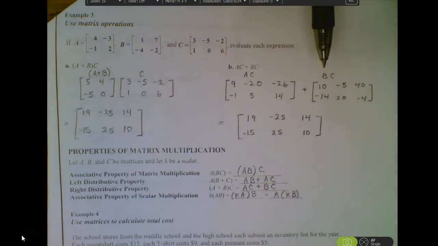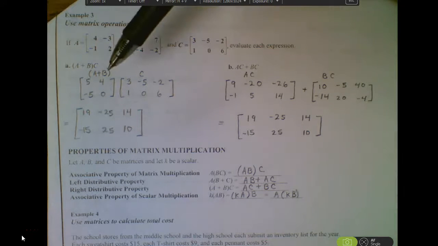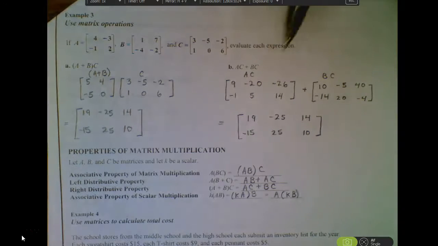So which version would you rather do? Right? It would be easier to multiply once instead of twice. And so keep that in mind as you're doing some of these. You do have a choice as to which way you want to do it.